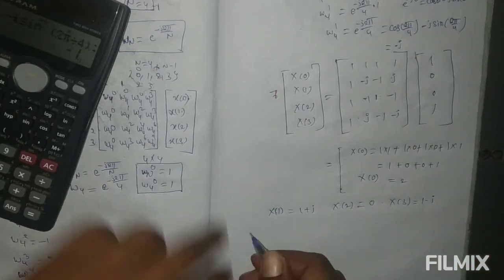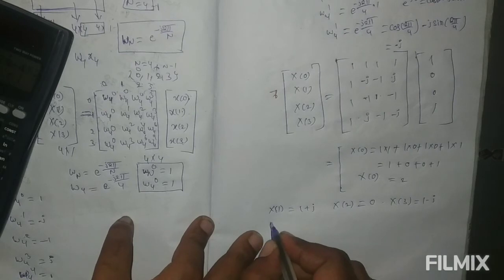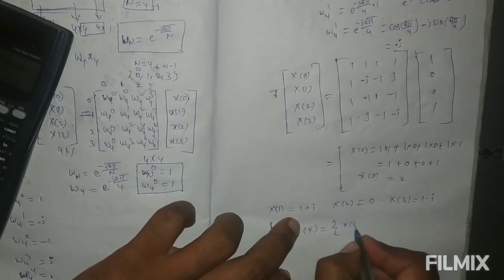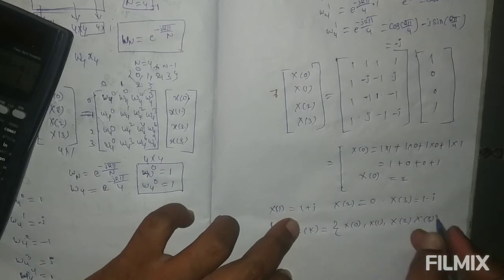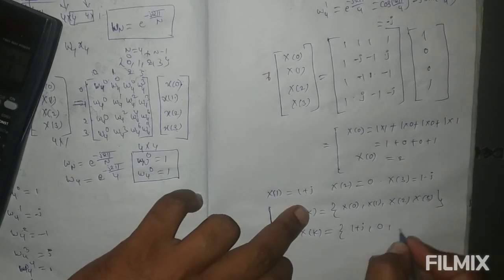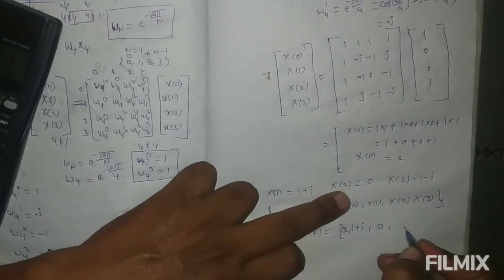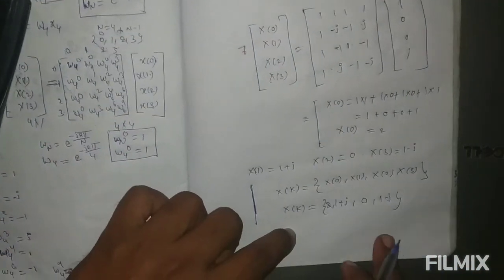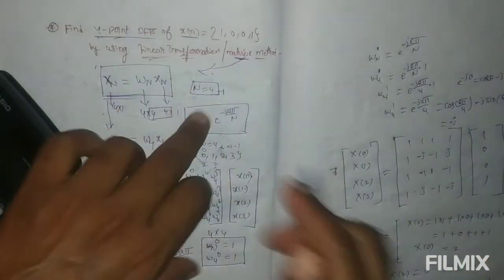Therefore, the required 4-point DFT of the given sequence is X of k equal to X of 0, X of 1, X of 2, X of 3, which is 2, 1 plus j, 0, 1 minus j. This is the required 4-point DFT of x of n equal to 1 0 0 1.